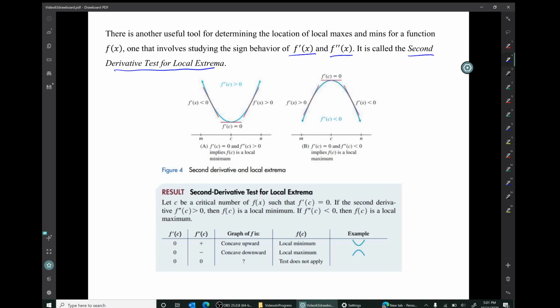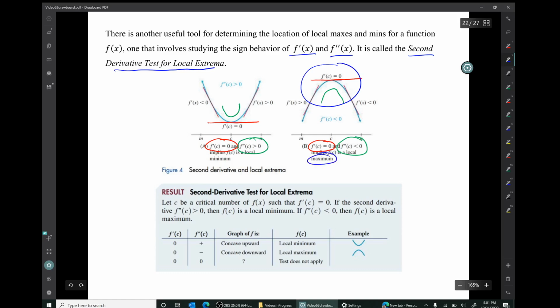And the idea is this. If you have a place on the graph where f prime is 0, so you have a horizontal tangent, and f double prime is positive, so the graph is concave up, then you can see that that place on the graph is going to be a local min. On the other hand, if f prime is 0, a horizontal tangent, and f double prime is less than 0, meaning the function is concave down, then you can see that that place in the graph is going to be a local maximum. So over here we have a local min, and over here we have a local max.